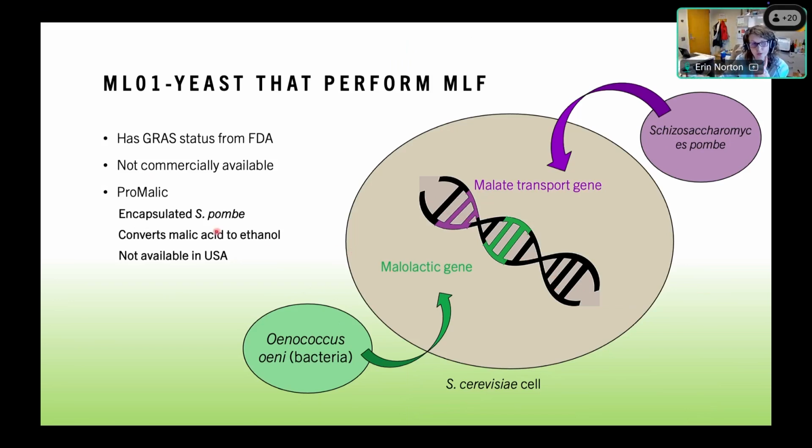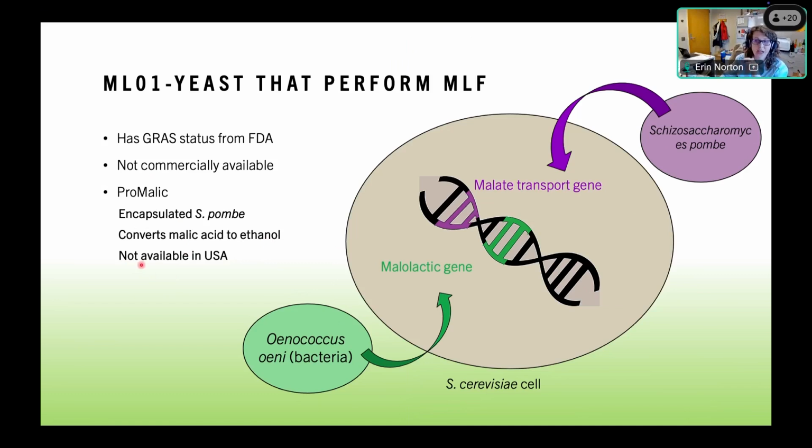The other product you might see out there is called ProMalic, and it is actually one of these Schizosaccharomyces pombe yeast. It's not a Saccharomyces cerevisiae, it's a Schizo yeast, and it's encapsulated. And so it can convert malic acid to ethanol. So again, it can uptake the malic acid and convert it into ethanol and spit it back out. So you're not generating lactic acid necessarily, but you are decreasing your acidity. Unfortunately, this is not available in the US. It looks like it's mainly available in Europe.